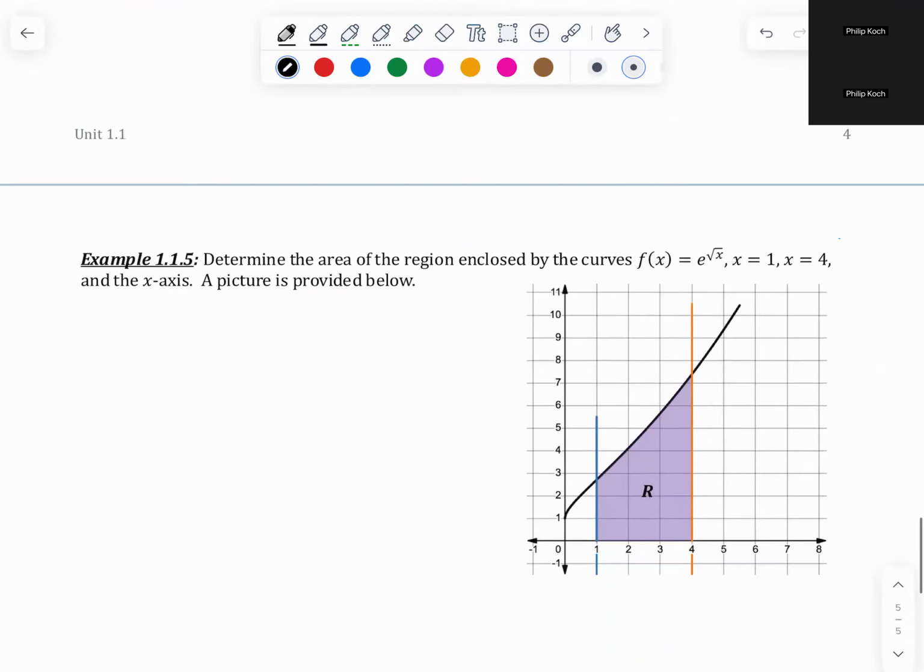So, this one says you're going to find the area of this region. F of x equals e to the square root x. It's bounded by that curve, x equals 1, x equals 4, and the x-axis. I've provided a picture because I don't expect you to know what e to the square root x looks like. It's this slightly curved line. And so the area of the region is going to be the definite integral from 1 to 4 of e to the square root x.